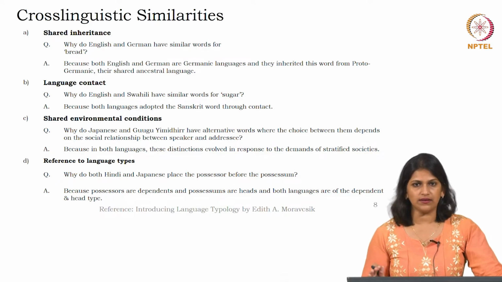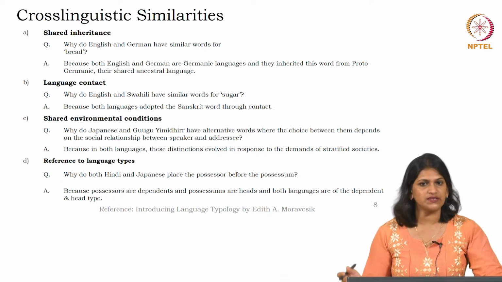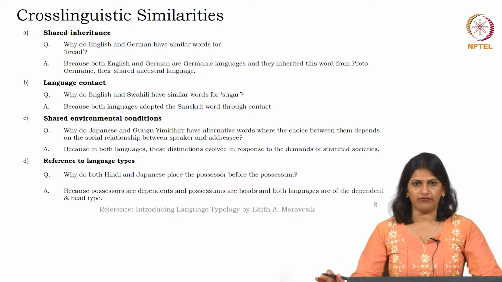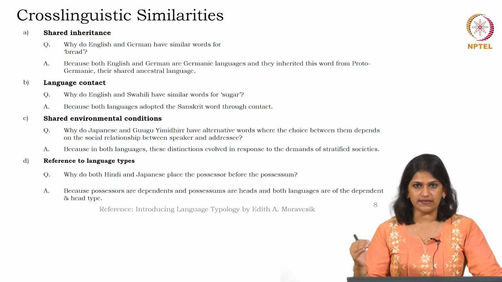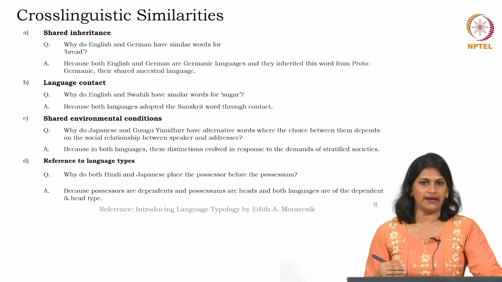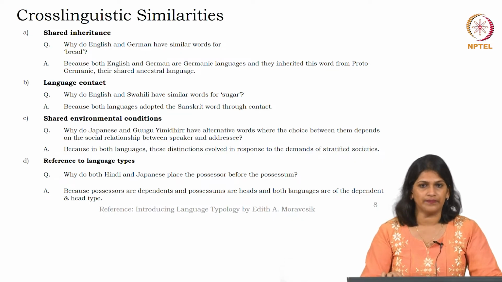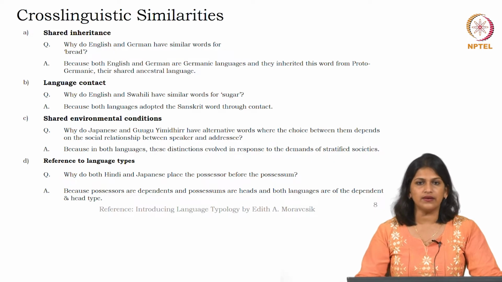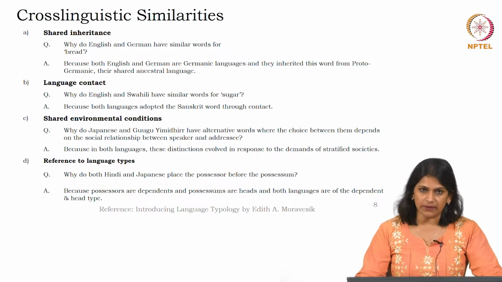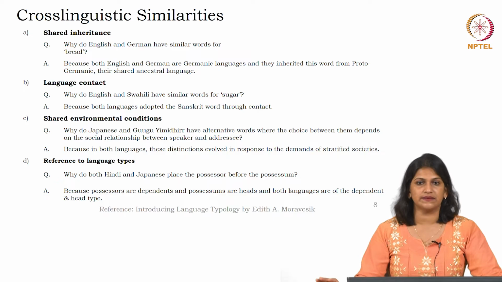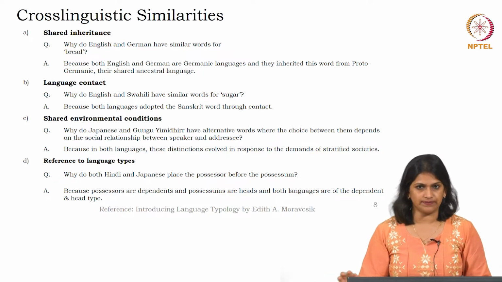So, the second reason for cross-linguistic similarity is what? It is language contact. So, if we try to explain cross-linguistic similarities, we have to list down the multiple reasons that we have in hand. Now, let us move to the third one. What is the third one? The third reason for cross-linguistic similarity would be shared environmental conditions.